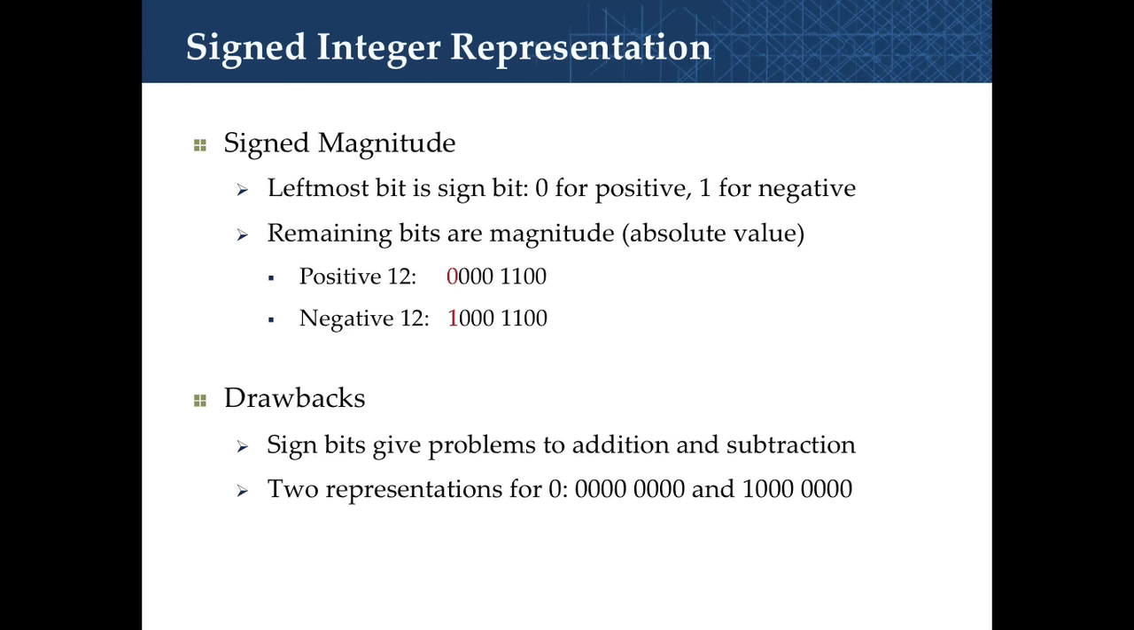Several problems here. These sign bits don't work very well in computer logic to add and subtract things. And secondly, we have two different representations for the number 0. We have a positive 0 and a negative 0. That's going to give us some problems later on.